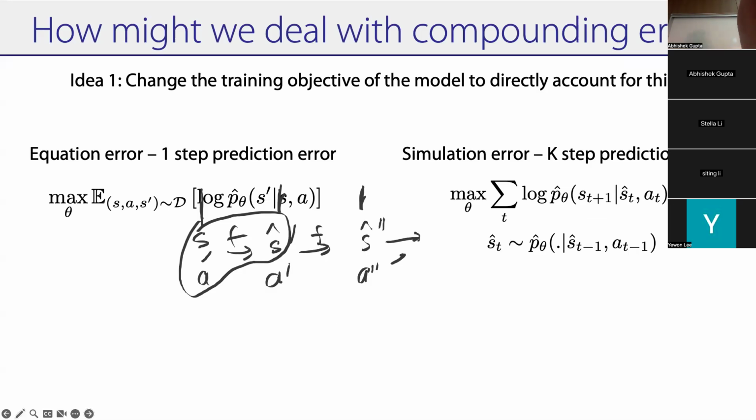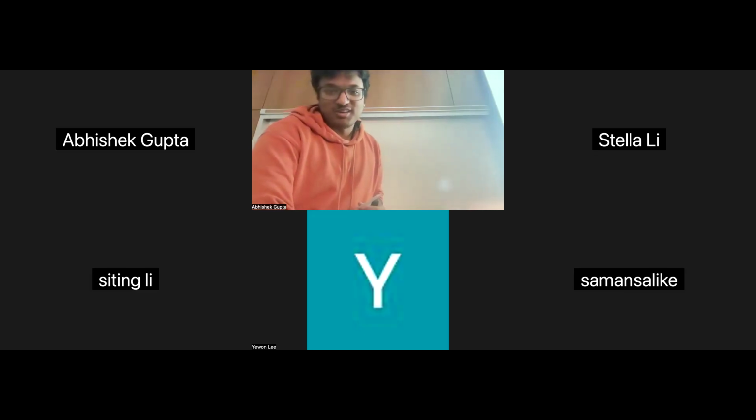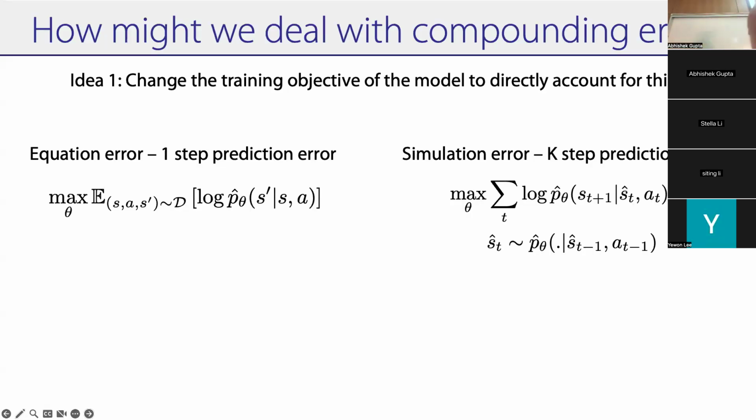Okay. I know Sid knows the answer to this, but why wouldn't we do this? This seems great, right? We're optimizing the objective that we care about, the multi-step future, and I care about the multi-step future, not the one step. So why wouldn't I do that?